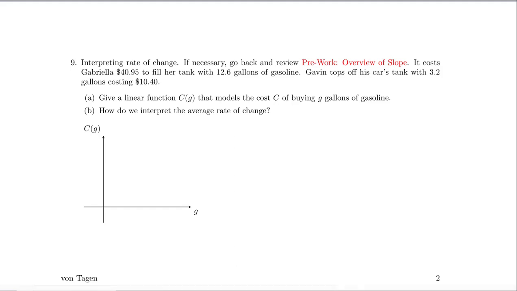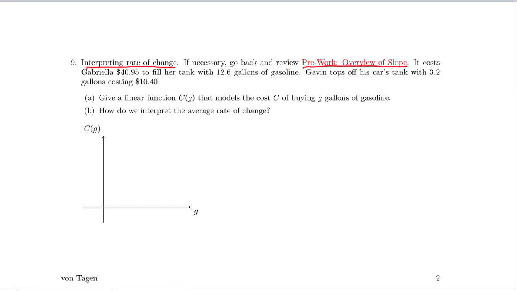So welcome back, folks. I want to look at this question number 9 next, which is a good opportunity to practice interpreting the rate of change. Folks, when I talk about average rate of change in the context of slope, if that's not making sense, I do recommend that you go back and take another look at the pre-work that was on the overview of slope. So let's go ahead and read this question here.